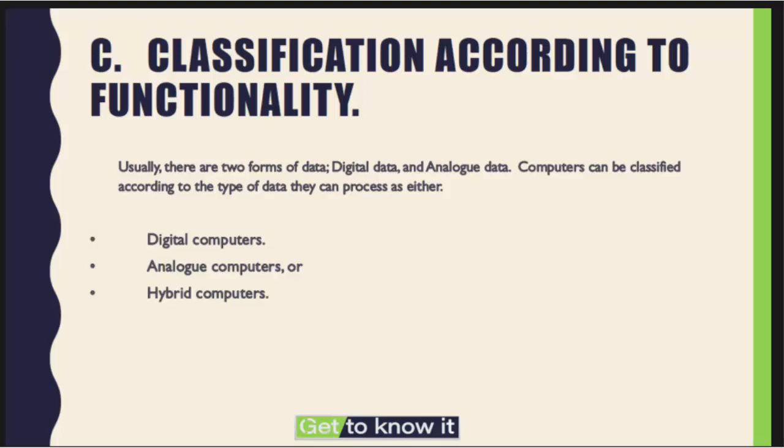Analog computers. An analog computer is a computer that operates on continuous data. They carry out their data processing by measuring the amount of change that occurs in physical attributes or quantities, such as changes in electrical voltage, speed, current, pressure, length, temperature, humidity, etc. So these computers can be able to measure these various quantities.